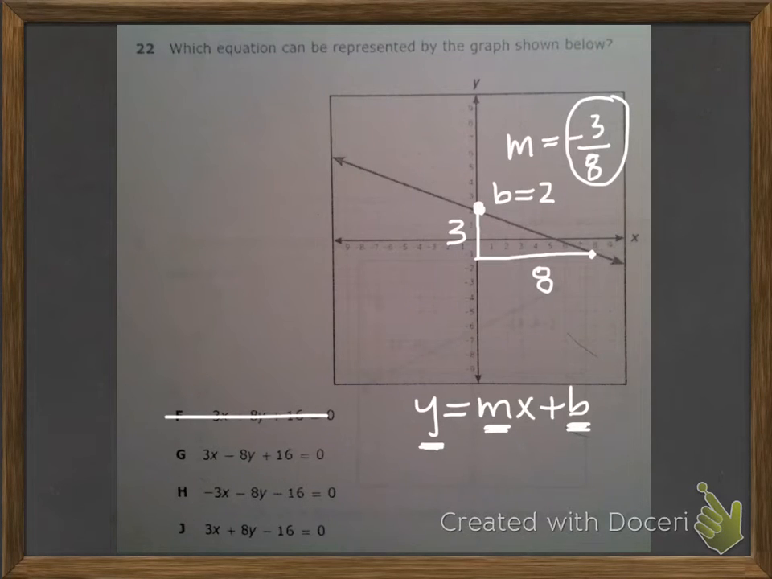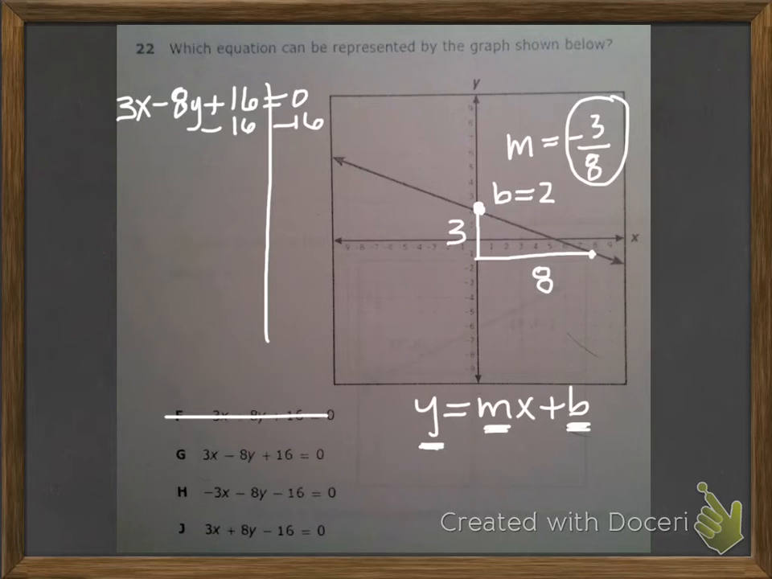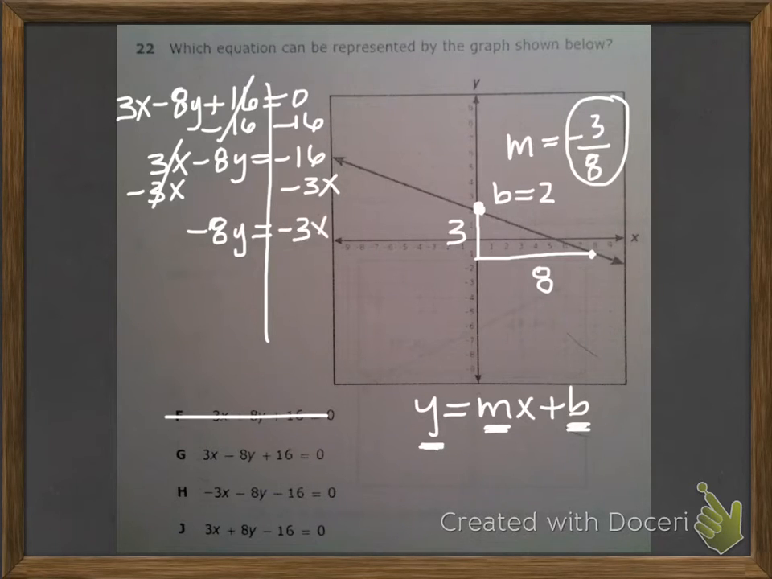Alright, so let's try the same thing with g. G is 3x minus 8y plus 16 equals 0. So I'm going to move my constant to the other side by subtracting. So we get 3x minus 8y equals 0 minus 16 is -16. Again, I'm going to move my x term to the left. This time I'm going to subtract it because it's positive. I end up with -8y. Be careful there. Bring down the negative. Not like terms on the right, so I'm going to put the x term first, -3x, followed by the -16.